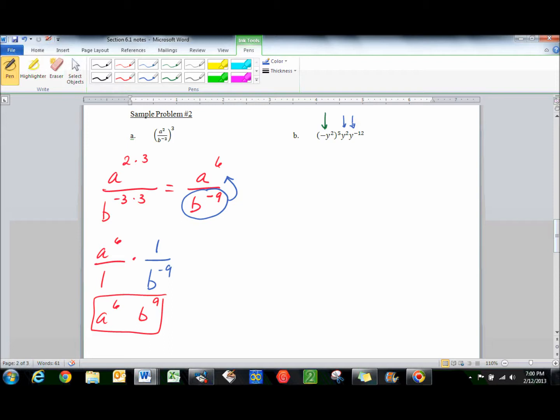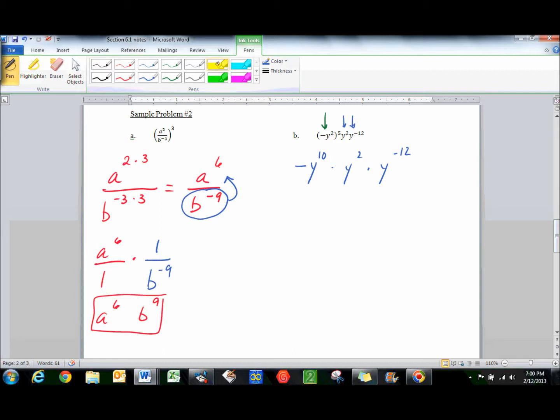Now before I do that, I actually need to do the power property here and distribute that 5 inside the parentheses. So when I do that, I get negative y to the 10th power, and then of course we have y squared and then y to the negative 12th power. Now keep in mind, this negative y to the 10th power is different than having y to a negative exponent. The negative exponent will clearly need to come down, but the negative y does not affect the exponent itself.